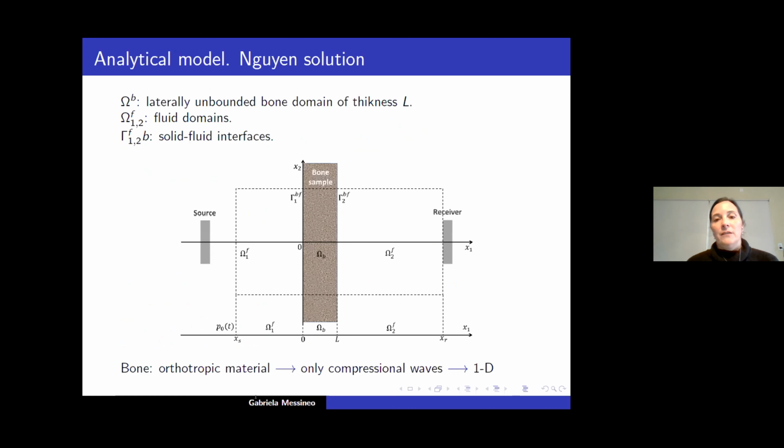Let's see now the solution to these equations, which is found by using Laplace transform. Let's assume a porous solid domain, which is the bone domain, laterally unbounded, surrounded by fluid. Here we can separate the fluid in two domains, one between the wave source and the sample, and the fluid beyond the sample, where the receiver is placed.